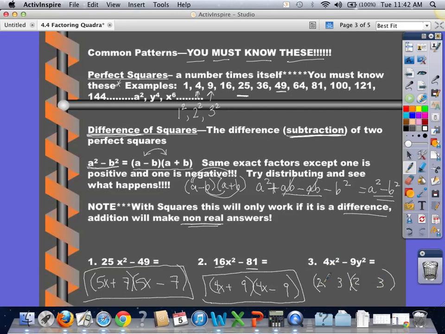Split up your x's. And split up your y's. Okay, one positive, one negative. This one works. Check it by pulling. Okay? Alright, next thing.